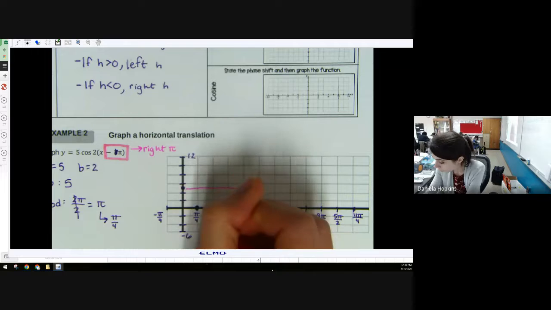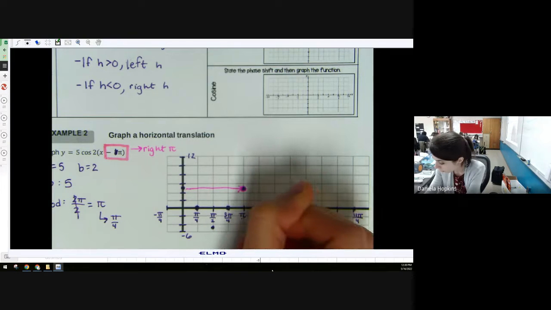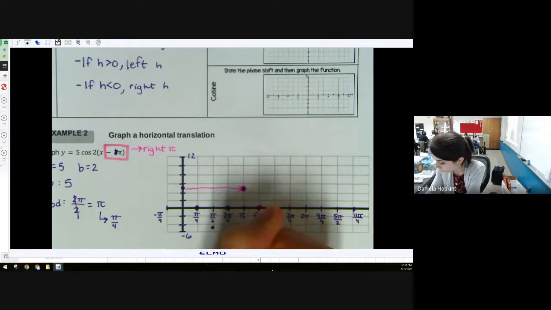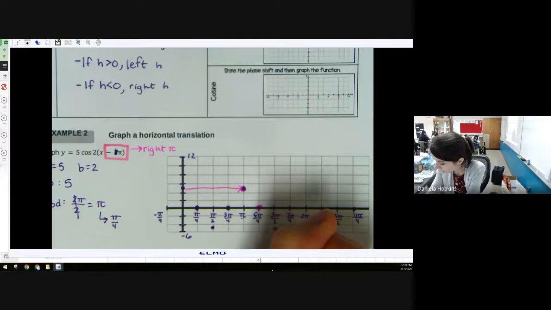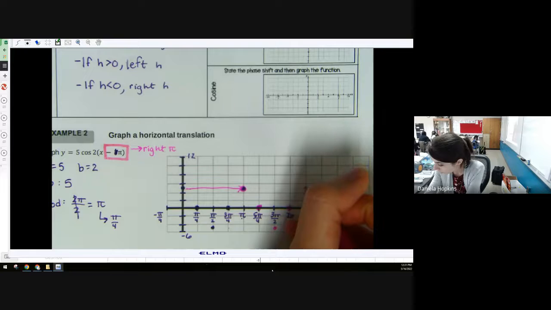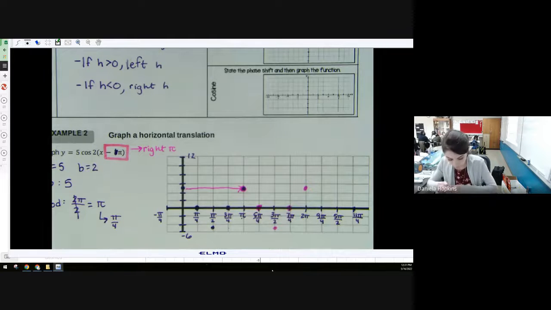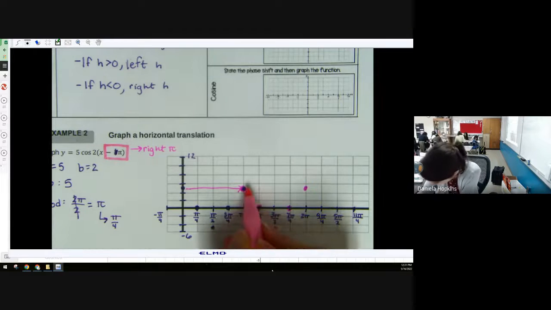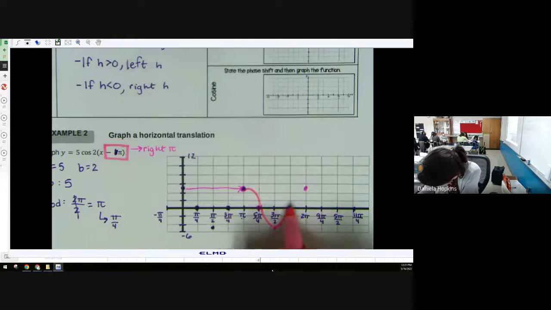This one would move over 1, 2, 3, 4. This one would move over 1, 2, 3, 4. And this one would move over 1, 2, 3, 4. And then this guy, 1, 2, 3, 4. So you can see my translated function, if I'm just graphing one period, would look like this.